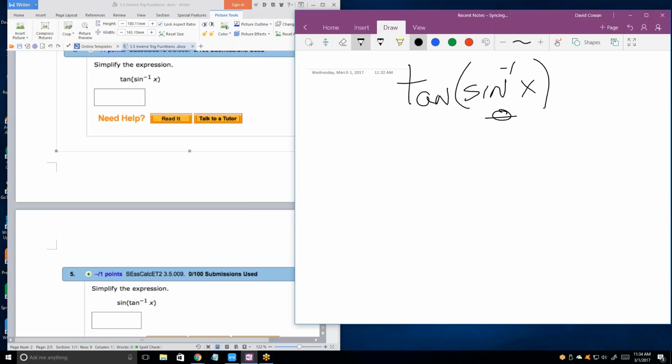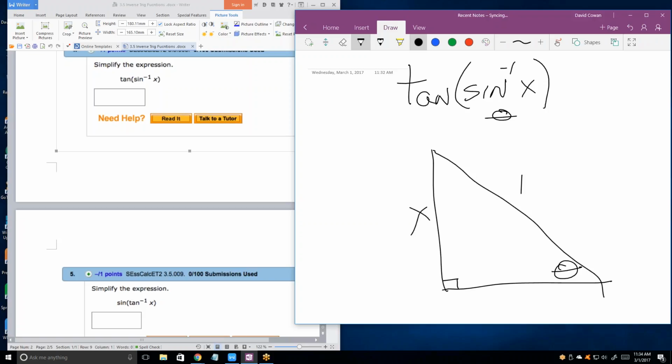Draw the triangle with theta. What's the next step? Then label, right? Correct. So what can you dimension on that triangle? So is it basically x over 1? So that's x. That's 1. Now we've got to figure out the other side.